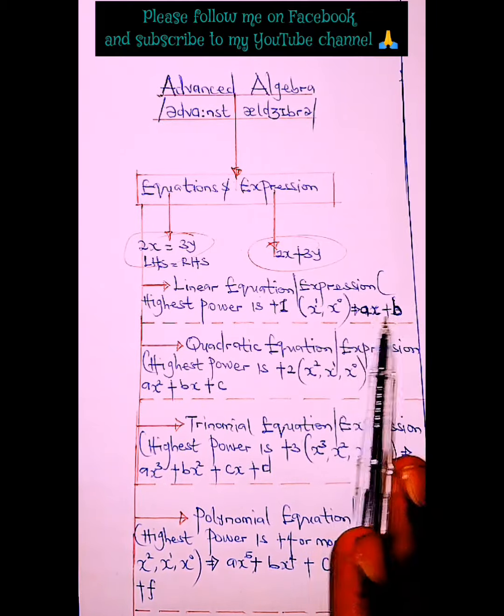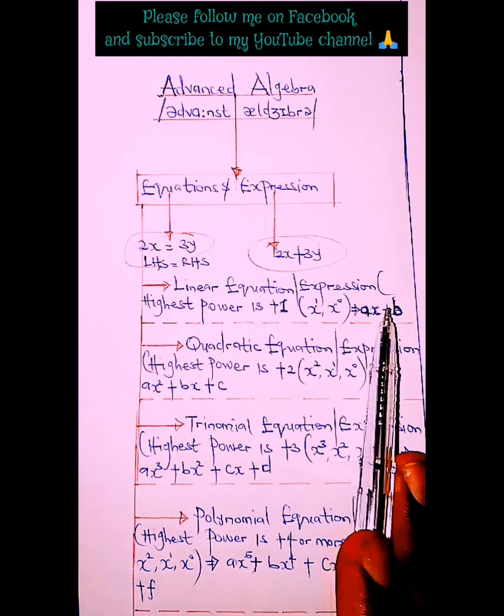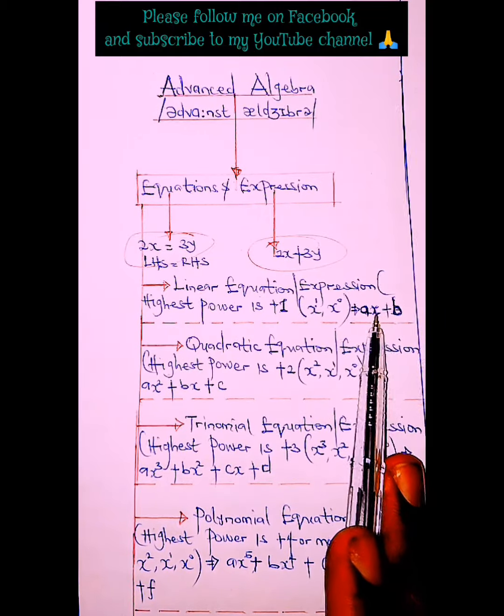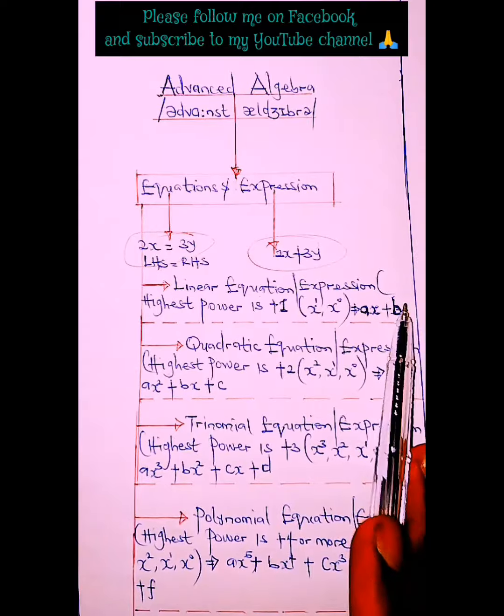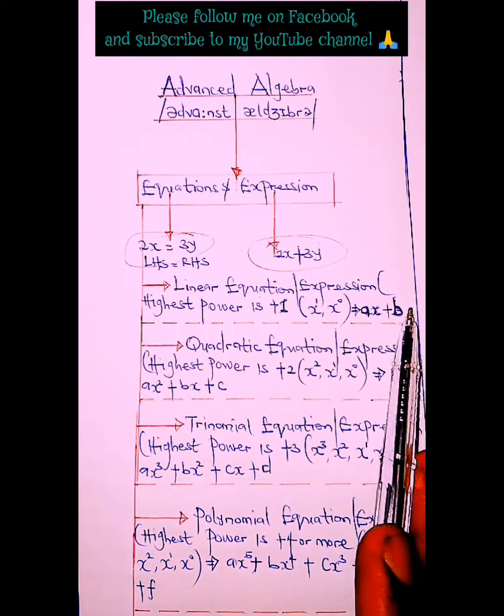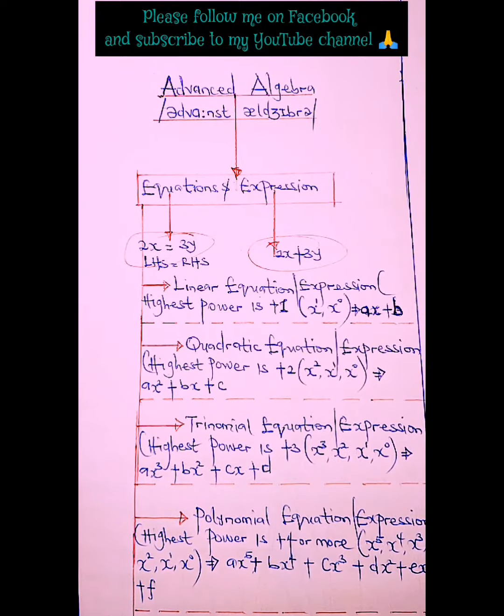But this is linear. Why is it linear? It's linear because the highest power we have here for this unknown is x raised to power 1, while this is x raised to power 0. Whatever x raised to power 0 is, it is 1. So that's that for linear equation.